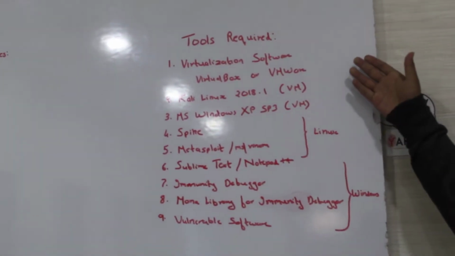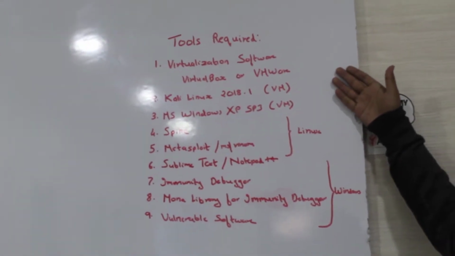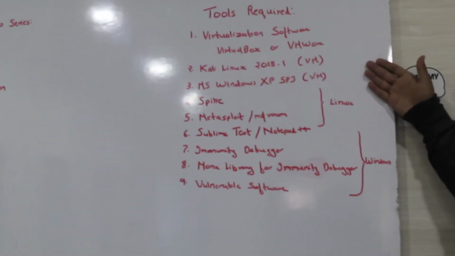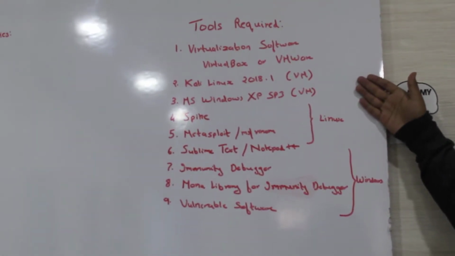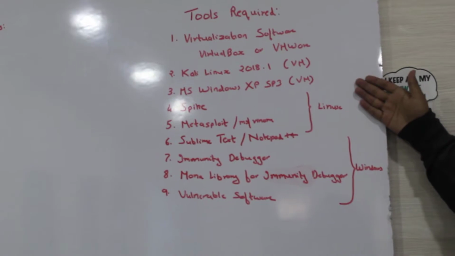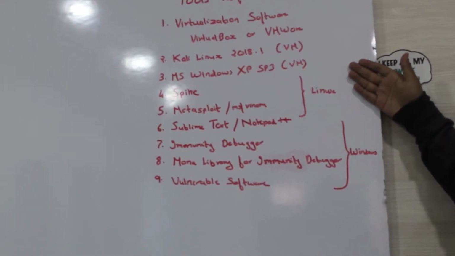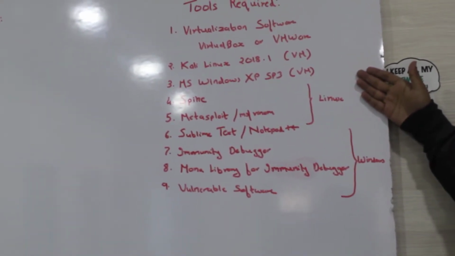Moving on to the tools that will be required for this particular series. We need virtualization software. You can either use VirtualBox or VMware. We need Kali Linux. I will be using Kali Linux 2018.1 as a VM. We need a Windows box as a target. I will be using a Windows XP SP3 VM.